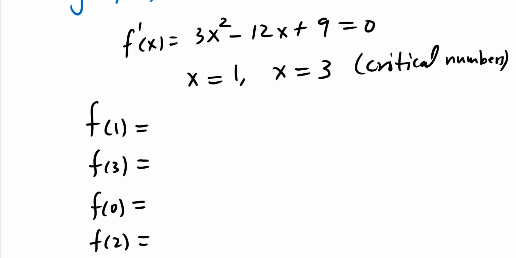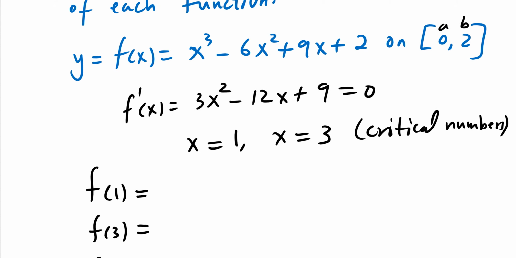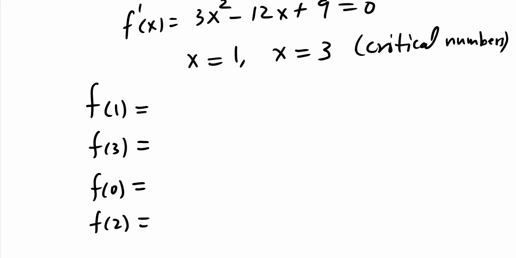Now one thing before I forget, it's important that you make sure these critical numbers are within the given interval they give you. So 0 to 2, are these two within that interval? Well, 1 is there, but 3 is not. 3 is not within that interval. So what do we do with f of 3? We don't have to worry about it. So that saves us some work.